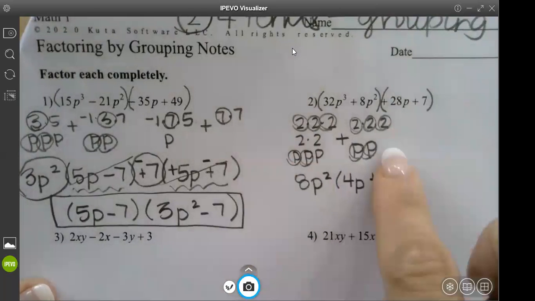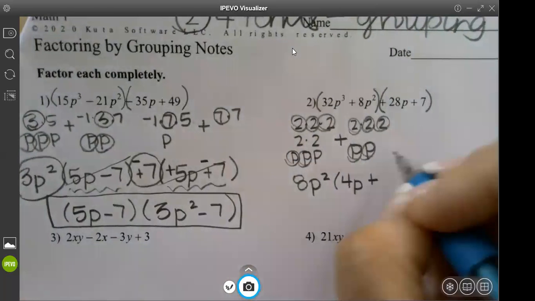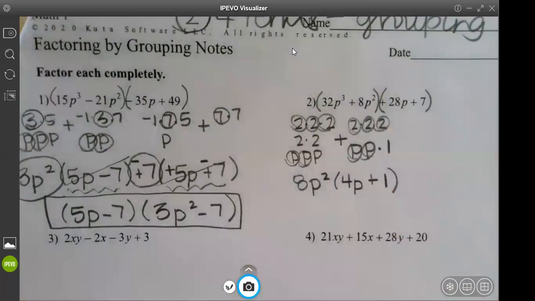And then when you circle everything, we can always put a factor of 1. So anytime you circle everything, you're always still going to have a factor of 1. So just put a 1 down.